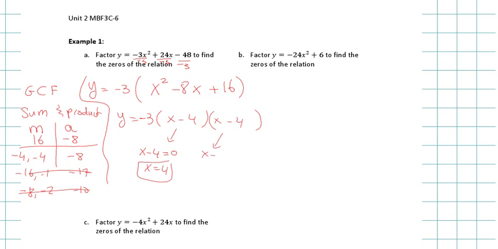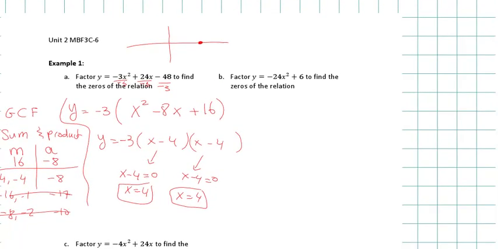Now, I can do the same thing for this one, but I'm going to end up with the same answer, right? Now, why would I end up with the same answer? Does that mean I only have 1 zero? Okay, let's see, where are these two zeros? So I have a zero at 4. Where's my second zero? Both my zeros are 4. So I only have 1 zero. Okay, so when the answer is the same, that means you have only 1 zero.